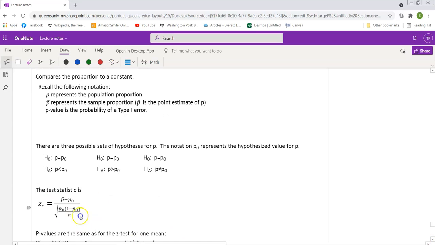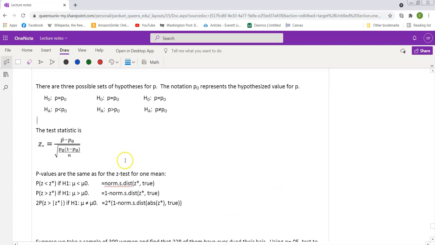This formula comes from, just like we had a sampling distribution for the mean, there's one for the proportion. And that is used to construct this test statistic. You don't have to know the details of where that comes from, but I do want you to be aware that this comes from a sampling distribution.